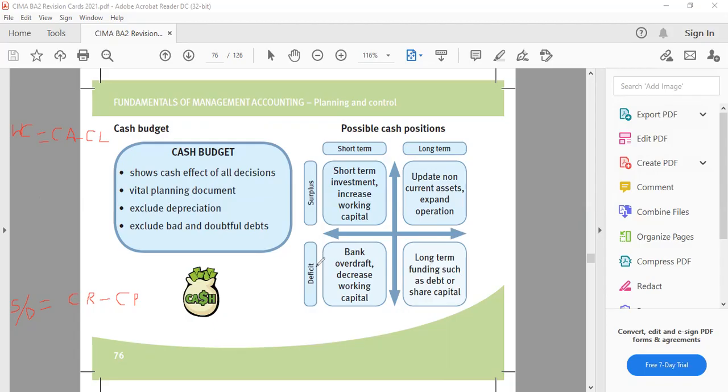If there is a deficit in the short run, bank OD can be arranged, and that will decrease the working capital. But let's say that this deficit is in the long run. If it is for a longer period of time, in that case they have to raise long-term finances, like debt capital or equity capital has to be raised. If they have more cash, that is, surplus cash is there, it's a good thing. If surplus cash is there, it is a good thing that they will be sufficiently meeting all the current liabilities.